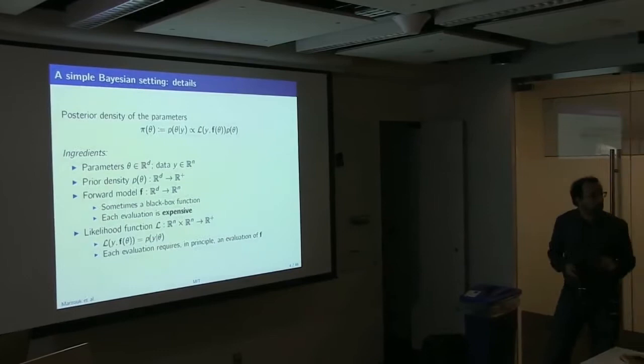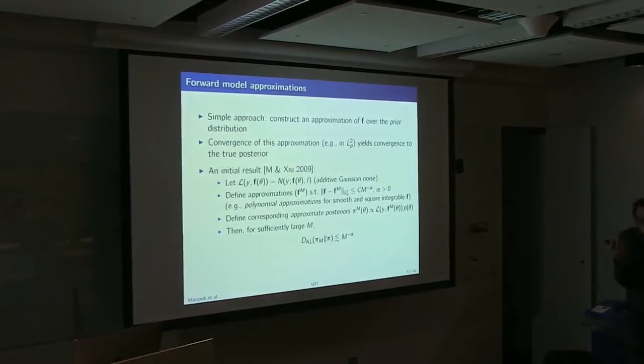So, forward model approximation. A very simple approach is to say, what's the most expensive thing in my problem?